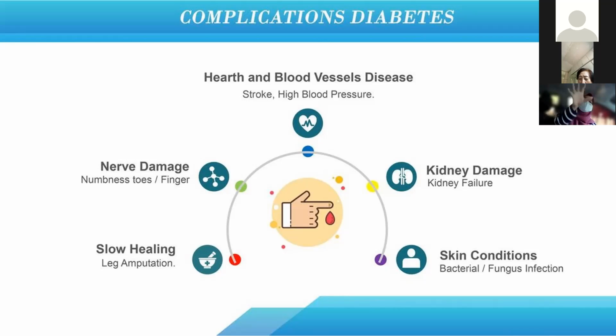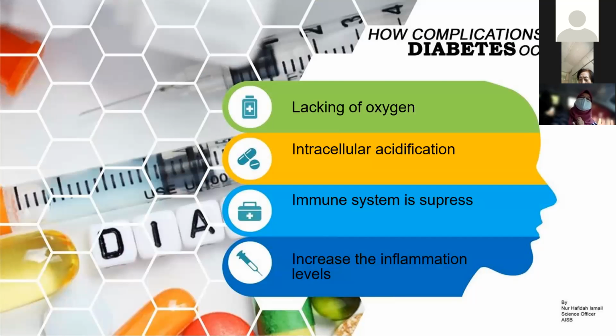So it's not that you have diabetes, you die. No. Sometimes it's the complication of it that could lead to death. All right. So I'm pretty sure most of you will wonder, how does the complication of diabetes occur? So usually I can simply say these 4 factors. First, your body is lacking oxygen, and second, intracellular acidification. That means your body cells have too much acid. Supposed to be our body should be alkaline, not acid. So if your body has a lot of acid, that's why you can have this kind of symptom. And third, immune system is suppressed.